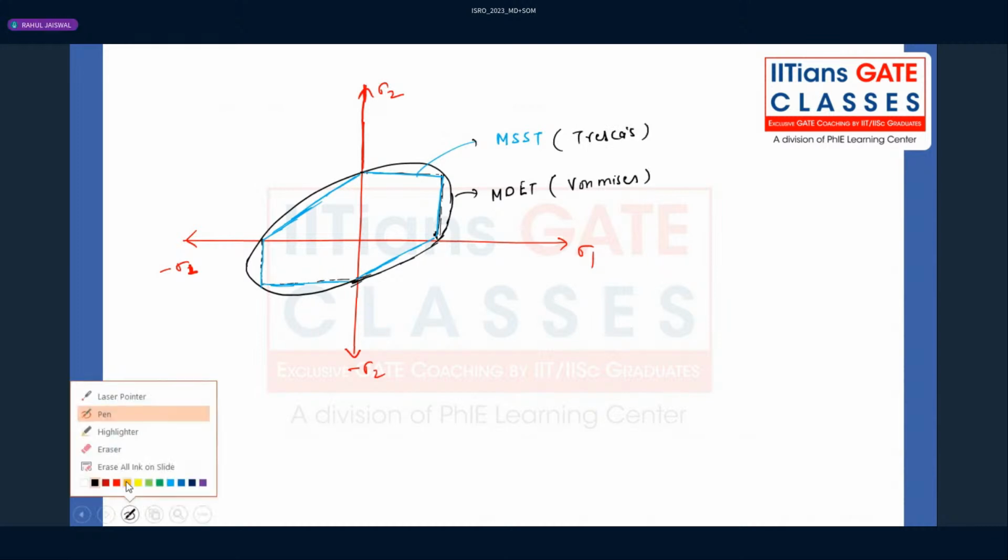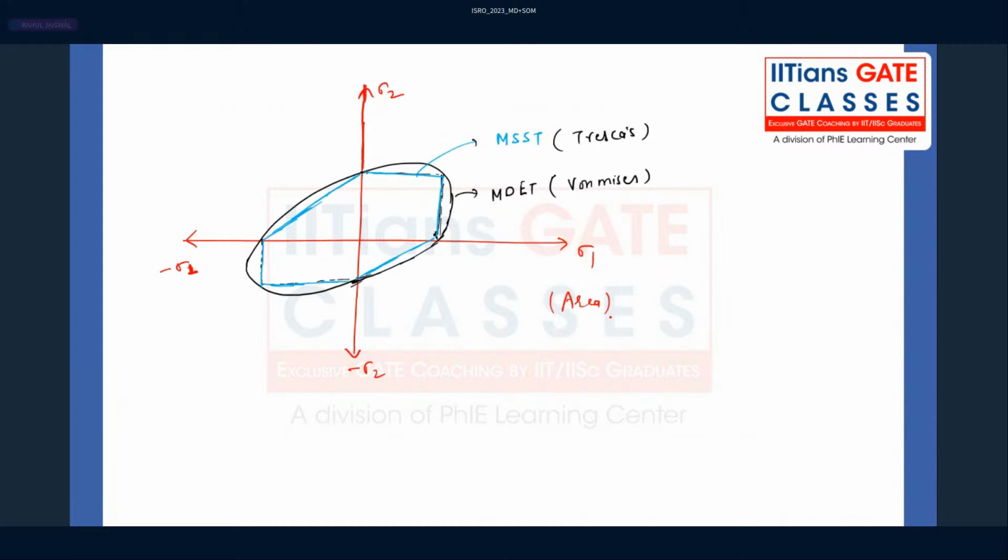Now, from this graph only, every answer we can get. Just look at the graph very carefully, which is giving you more area. Out of the blue line and the black line, the area given by the maximum distortion energy theory is larger as compared to Tresca's theory. The area of the graph of the maximum distortion energy theory is more than the area of Tresca's theory, or we can say the maximum shear stress theory.